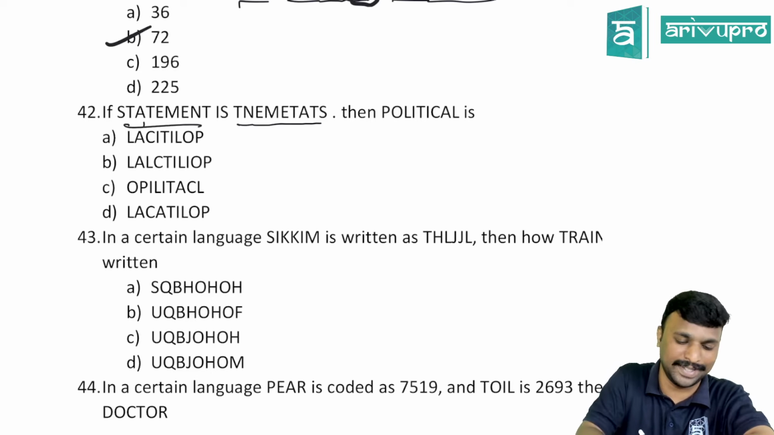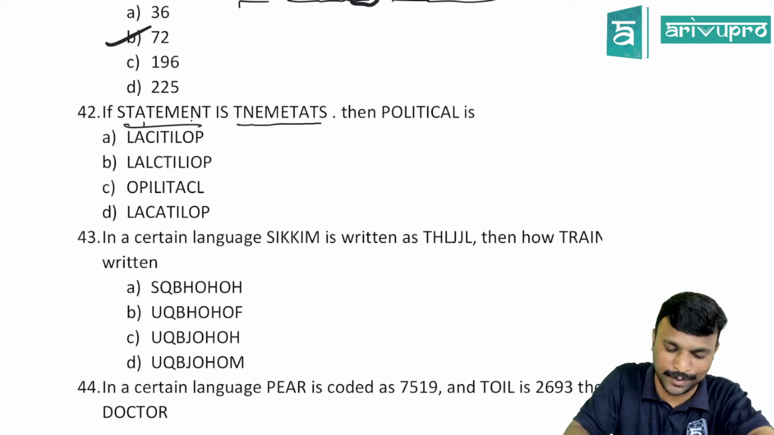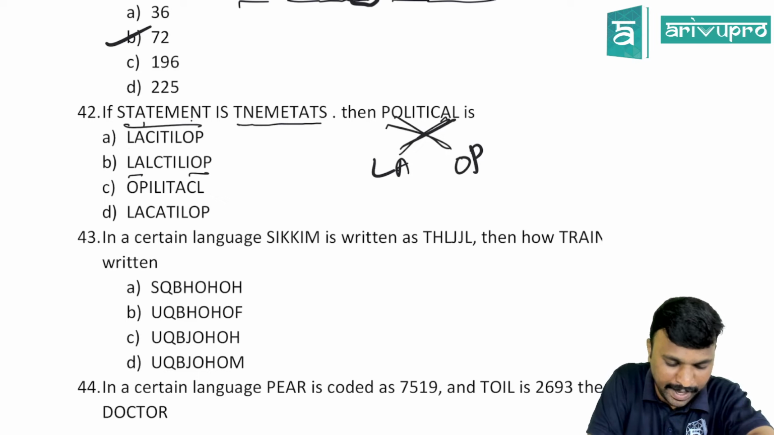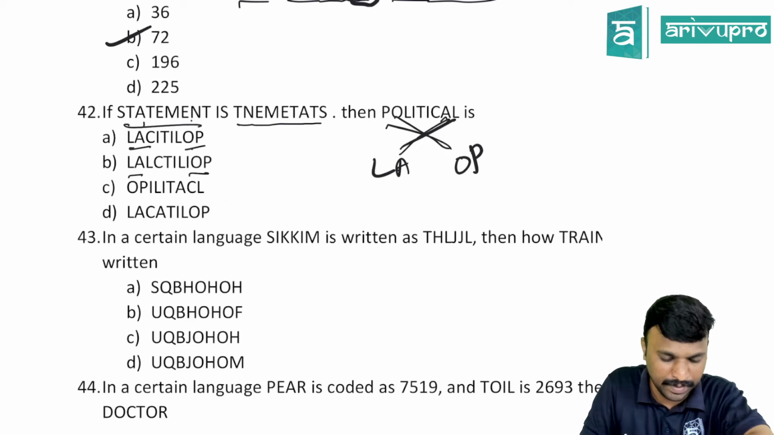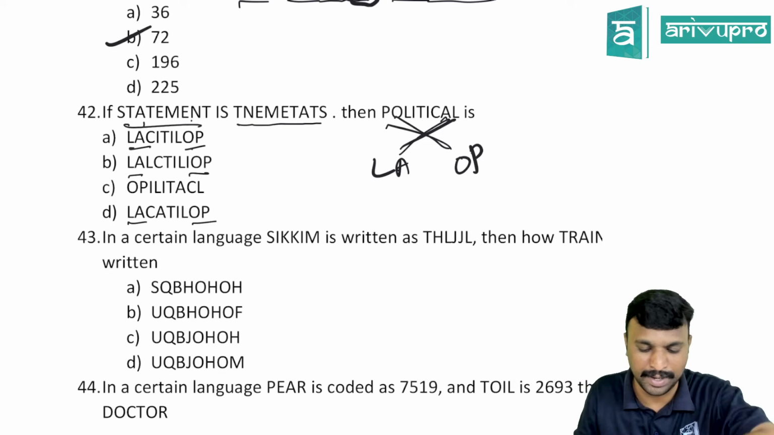If you look at it, guys, it is coded in exactly the reverse order. So the same thing you have to apply for political also. Reverse order: if you code L and P, then A becomes the second letter, O becomes the last letter. LAOP. The first and third, first, second, and even the last option are quite similar.